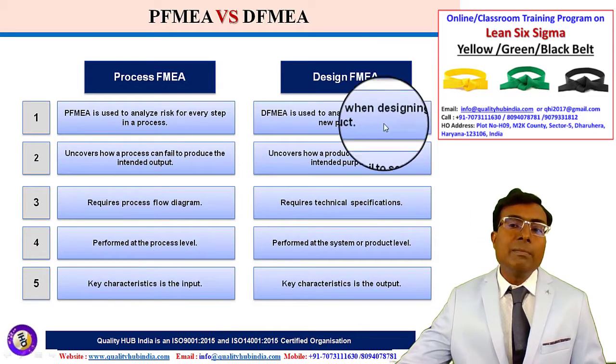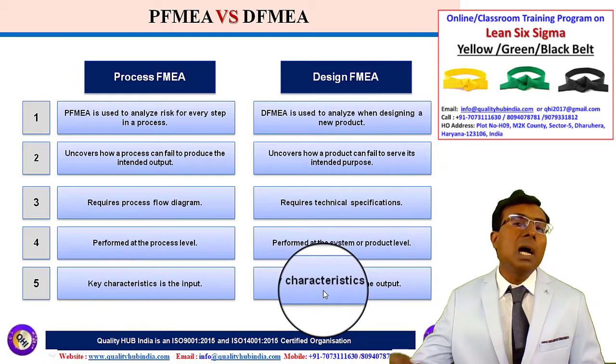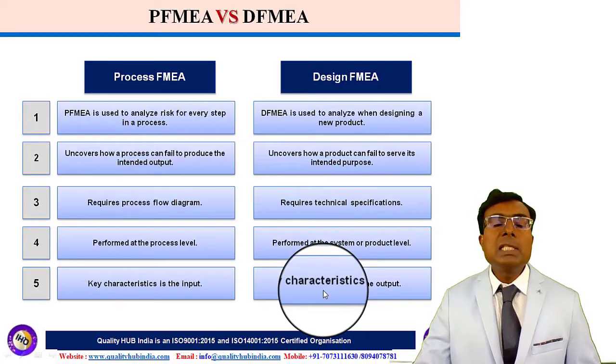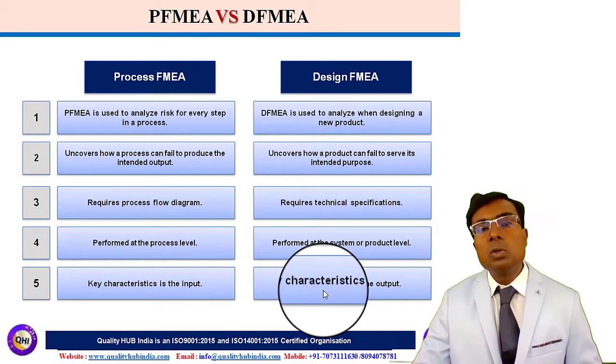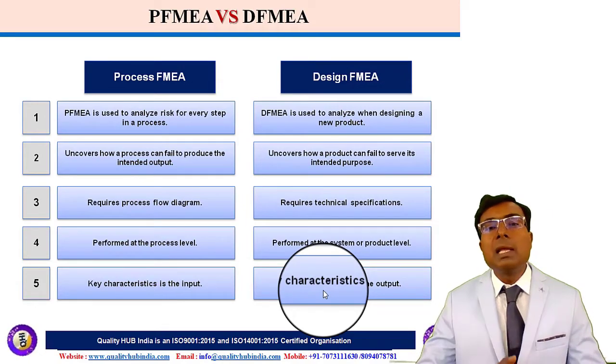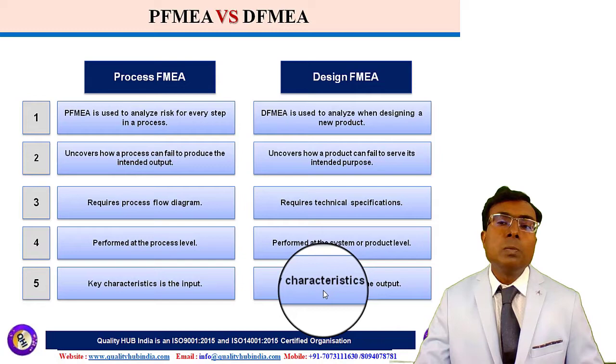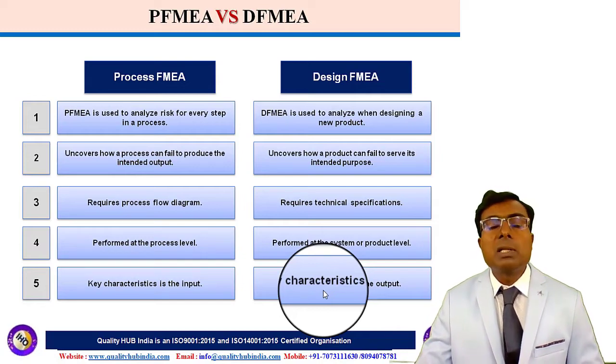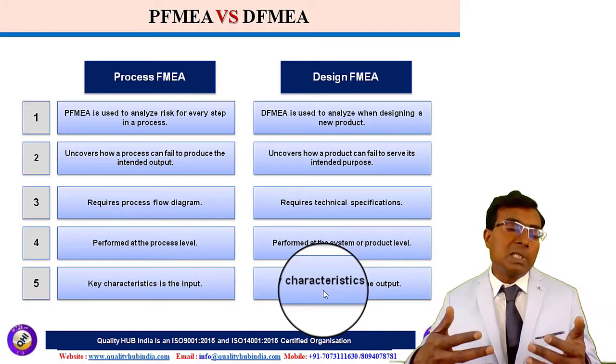Whereas in case of DFMEA, the key characteristics are the outputs. That means after completion of DFMEA, we would come to know what are the critical to quality product features, what are the critical to quality performance features, or what are the critical to quality end user specific requirements.